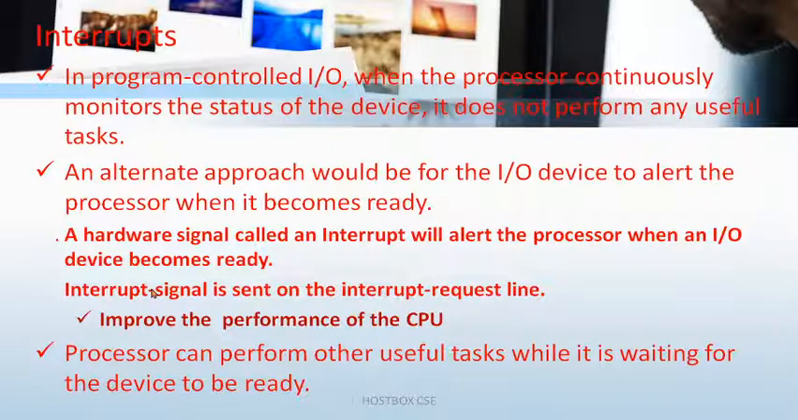Why do we need interrupts? Because they improve the performance of the CPU. If you want to improve the performance of the CPU, not only cache, we need the support of interrupts also. Here the processor can perform other useful tasks while it is waiting for the device to be ready.